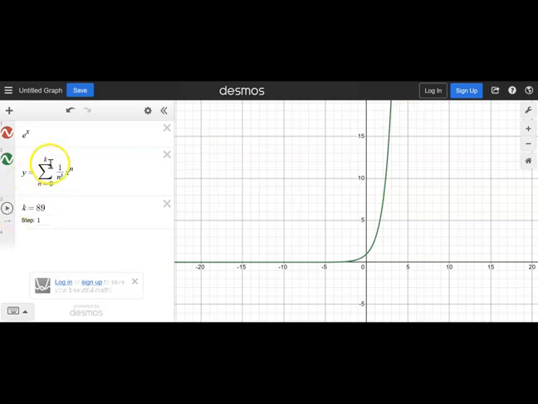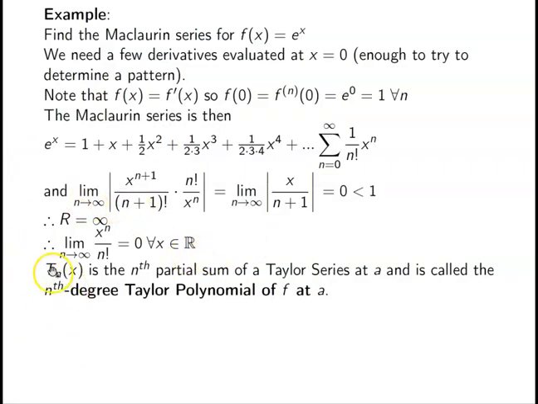Okay, so we're using polynomials to approximate a function. As this goes to infinity, it will equal our function. That segues very nicely into this next part. T sub n of x is the nth partial sum of a Taylor series at a, and it's called the nth degree Taylor polynomial of f at a.